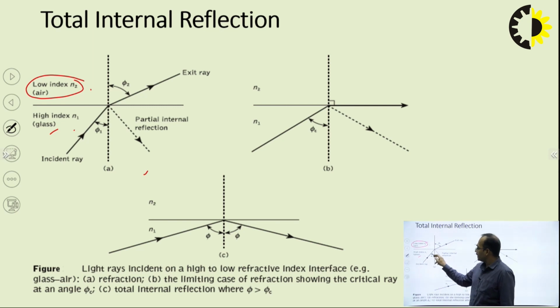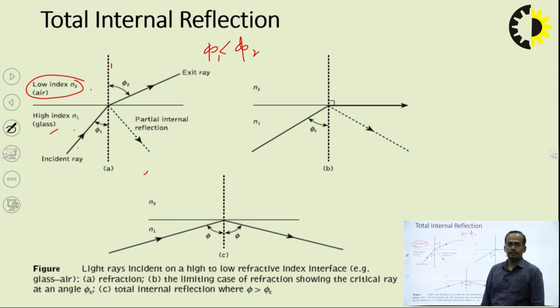So, the angle of incidence is this. This light is moving from denser medium to rarer medium, so it will go away from the normal. It is obvious that this angle of incidence phi 1 will be less than the angle of refraction phi 2. These angles are measured with respect to the normal. So, this angle of incidence is phi 1 and this angle of refraction is phi 2.